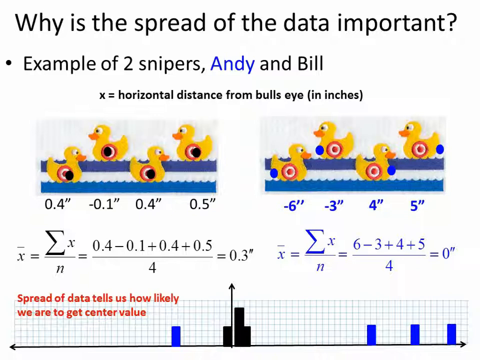When the standard deviation's huge, the distribution's wide. That's Andy. 0 is not representative of the average performance. Okay. But when the standard deviation is very small, the values are tightly clustered, then the mean is a really good measure of what you're going to get on average. So this is why we care about the mean and the standard deviation.